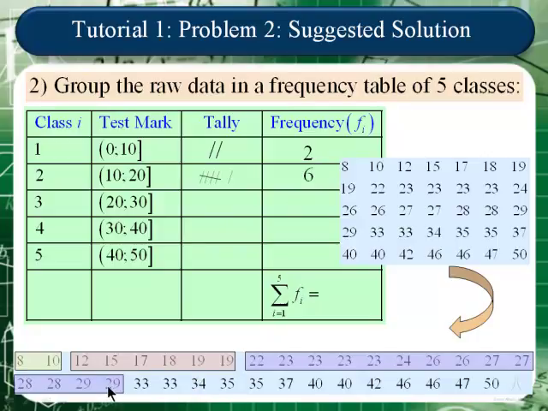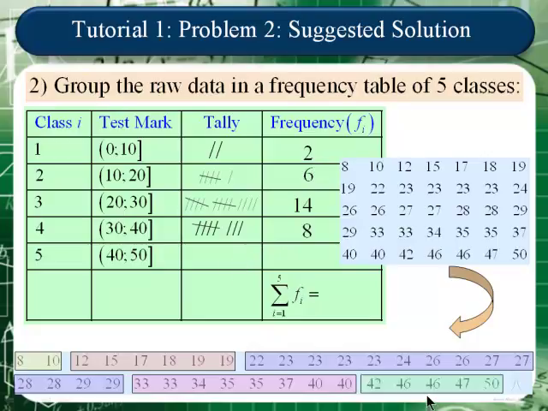Counting the number of observations in the third class, we see that's 14, and then counting the number of observations in class 4, which we see is equal to 8, and finally counting the number of observations in the last, or class 5, we get 5. Of course, the sum of the frequencies must be equal to the sample size, which in this case is 35.